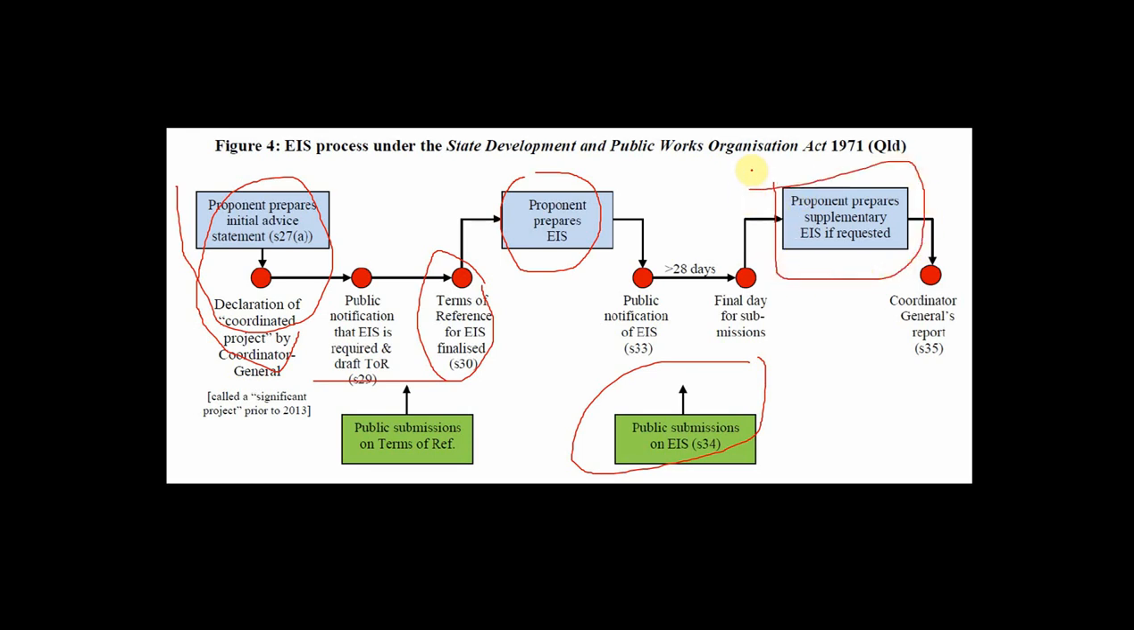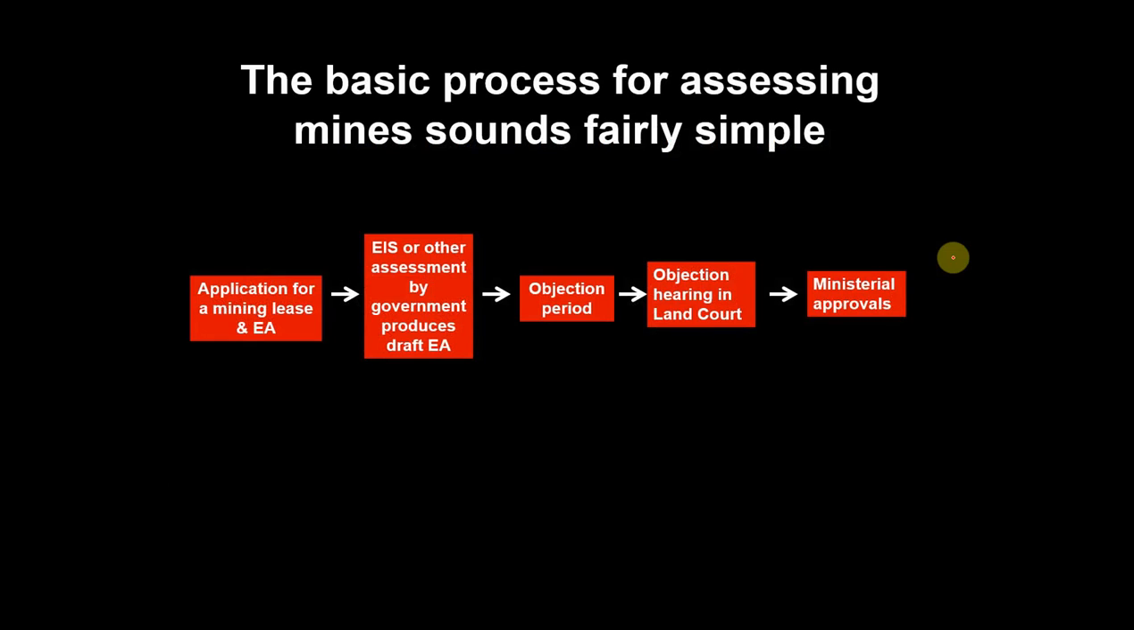So you normally talk about the EIS and then the supplementary EIS by the proponent dealing with the comments from the public. And at the end of all of that, the Coordinator General gives a report recommending approval, typically; very rarely recommends a refusal of a project. So the Coordinator General clearly has a bias for large-scale development. In my view, they shouldn't be in charge of the EIS process and doing this report, but that's the system we've got. That's the EIS process under the State Development and Public Works Organisation Act as a flowchart.